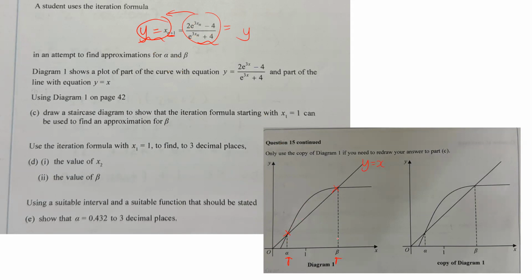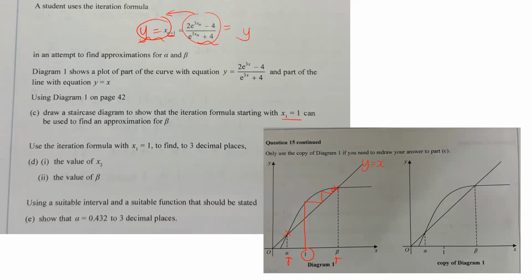Now, alpha and beta are our roots, but it's telling us to use x1 equal to 1. So what you need to do from x1 equal to 1 is go up to the curve, feed it to the line y equals x, go up to the curve, feed it, and home in on the diagram to get to the root. Yeah.